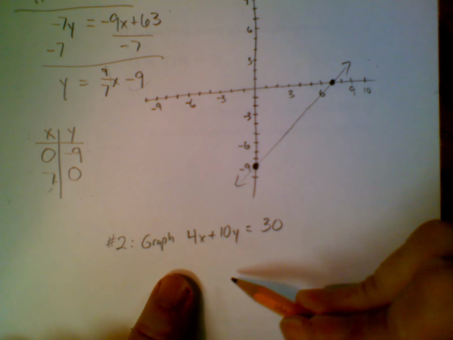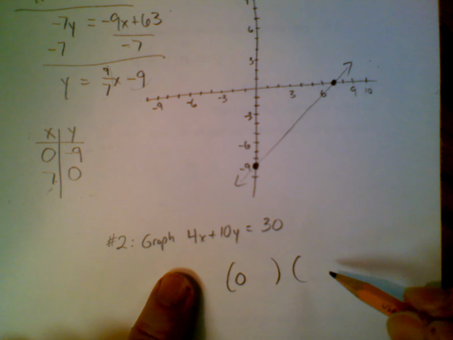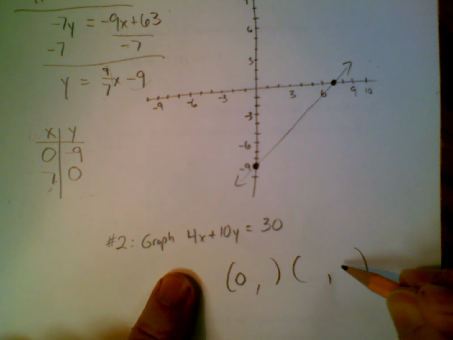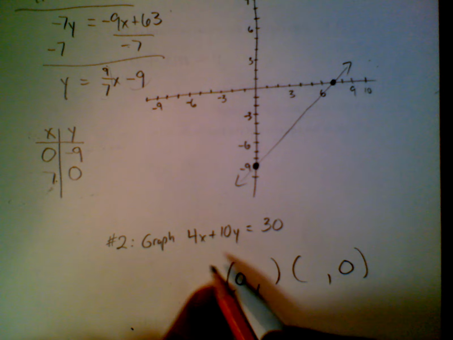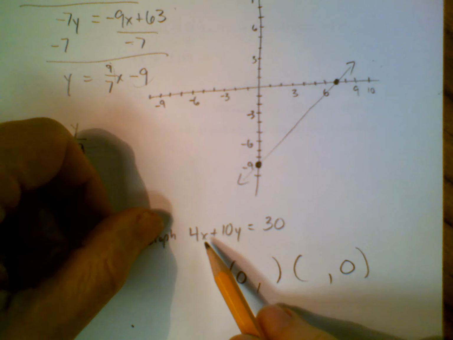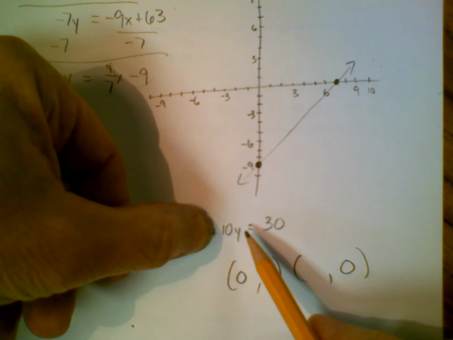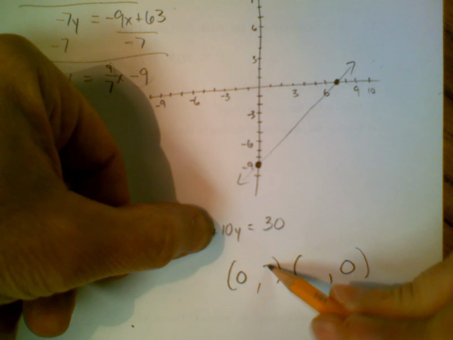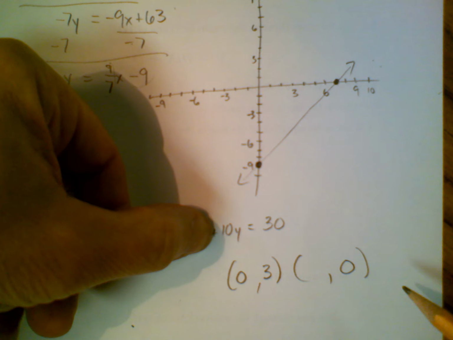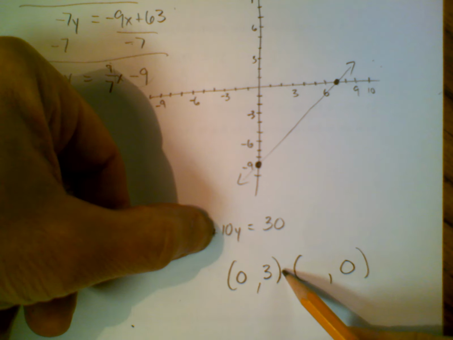Okay? Put in 0 for x. And then do it again and put in 0 for y. If I put in 0 for x, 4 times 0 is 0. And then 10y is equal to 30. So y would have to be 3. Man, how fast was that I came up with one ordered pair?